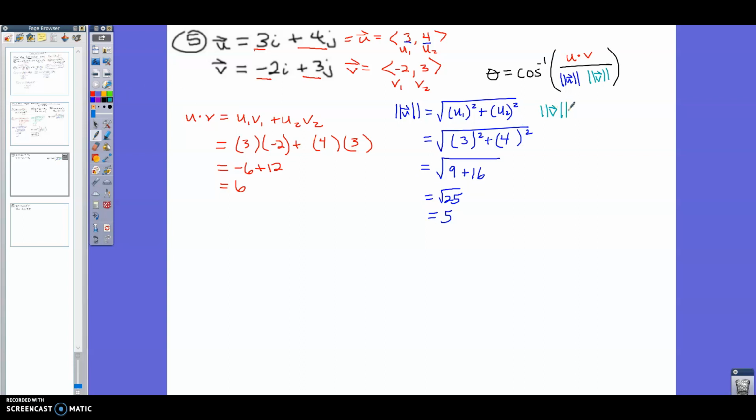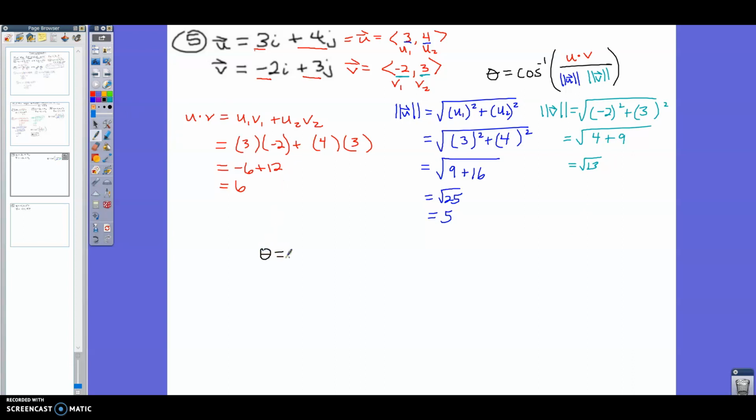Now for the magnitude of v, we're following the same formula, it's just we're going to be using this vector. So I'm not going to rewrite the actual formula again, but our x component is -2, our y component is 3. So -2 squared is 4, 3 squared is 9, and we add those together, we get the square root of 13.